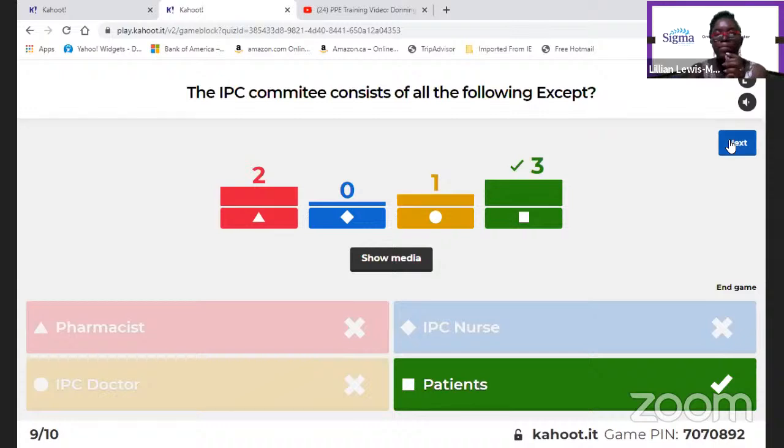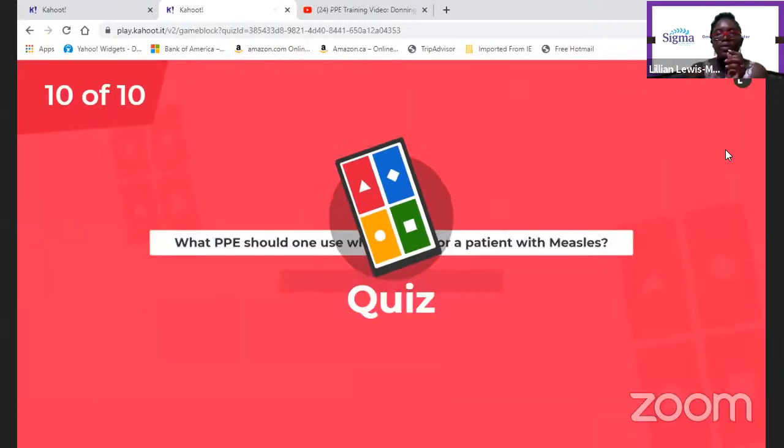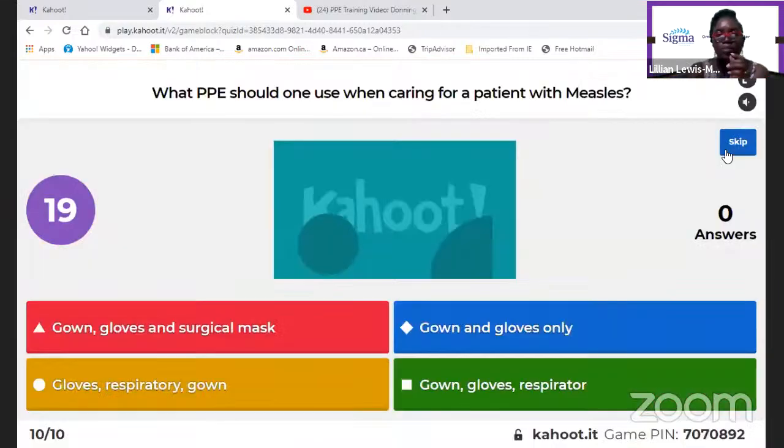All right, KHB is holding on. Final question. What PPE should one use when caring for a patient with measles? Is it the gown, the glove, and the surgical mask? Is it the gloves, the respirator, the gown? Is it the gown and the gloves only? Is it the gown, the gloves, and the respirator? Which is it?